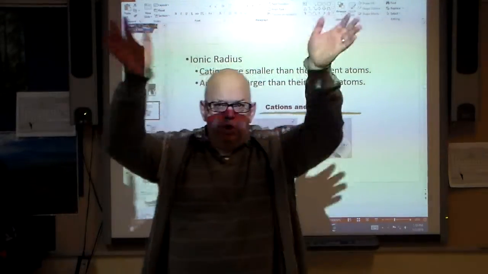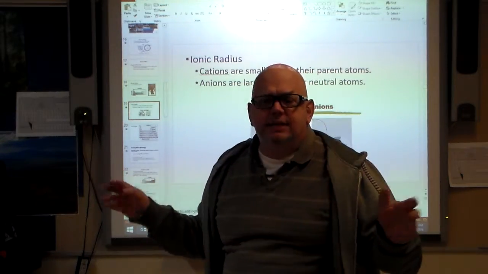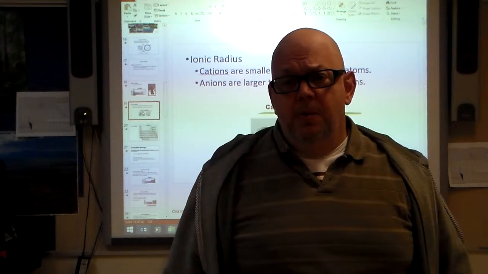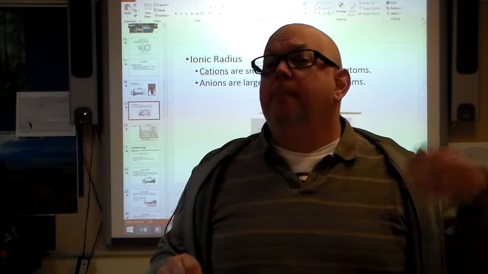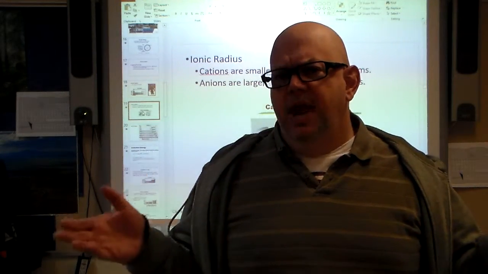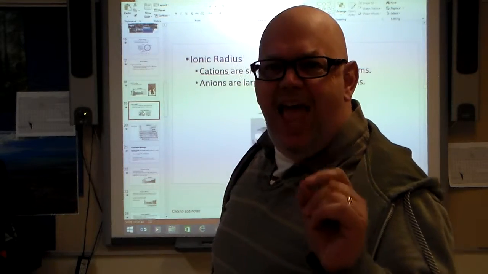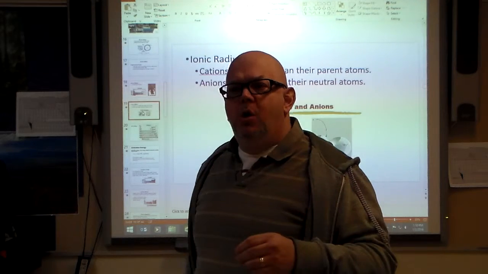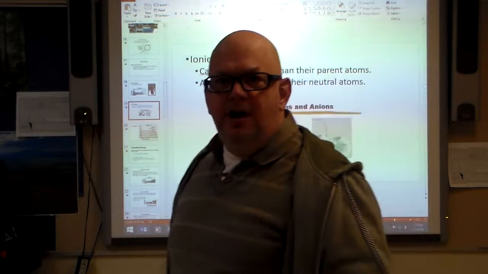Okay, wait, I don't remember the cation-anion thing. What's up with that? Atoms can be in one of three categories. They can be neutral, no charge, they could be positive, or they could be negative. All that is determined by how many electrons they have in total. So, a cation would be an atom that has lost electrons.